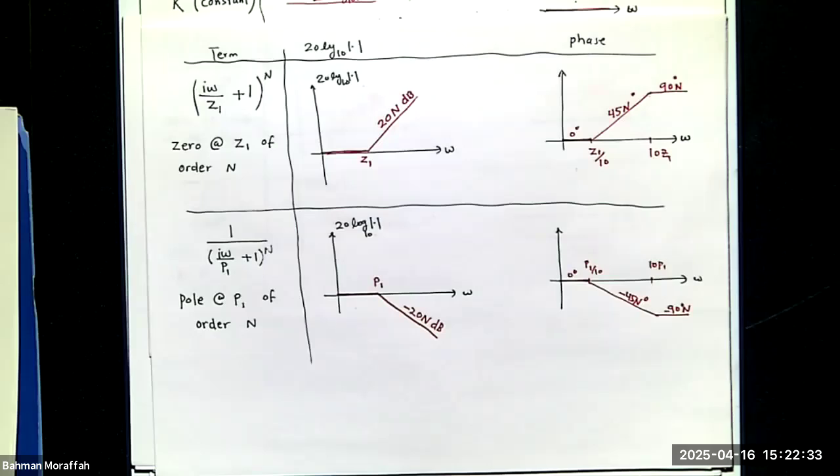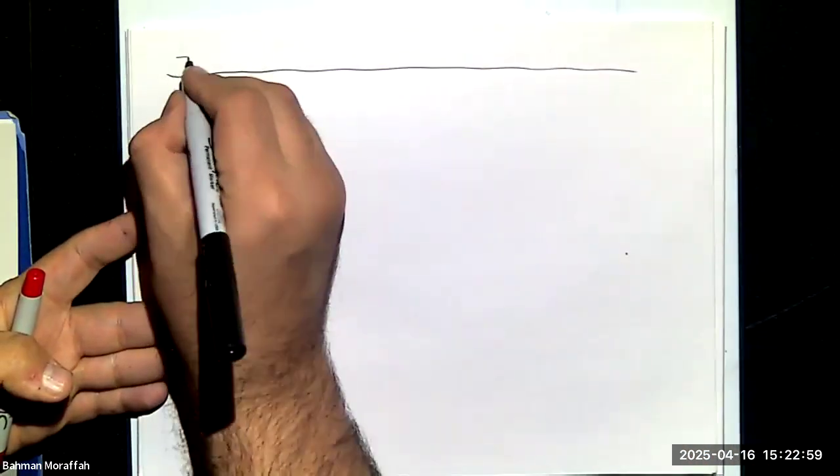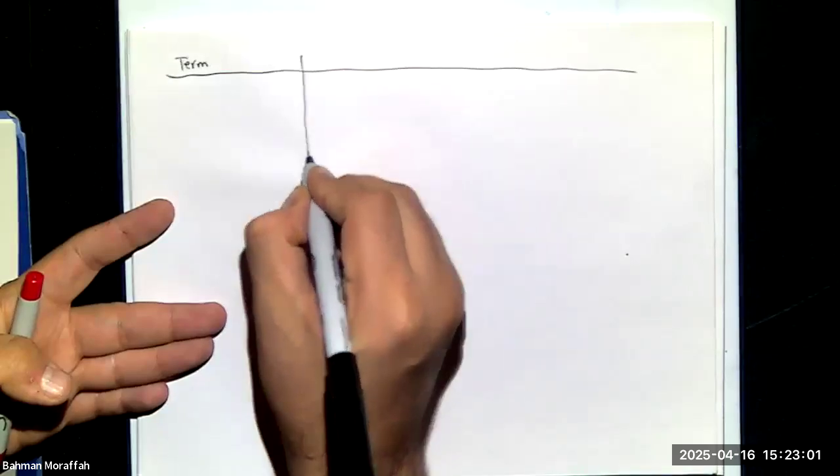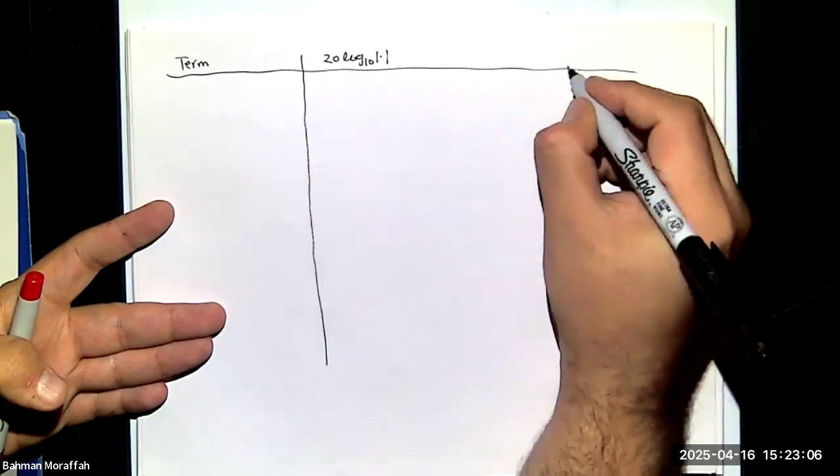All I have left is just the quadratic ones. If I know how to plot the quadratic one or approximate the quadratic ones, then I know how to approximate the entire H of S on Bode. Right? So let's quickly go over those as well. So let's just say I have a term over here. This is my magnitude, and this is my phase.